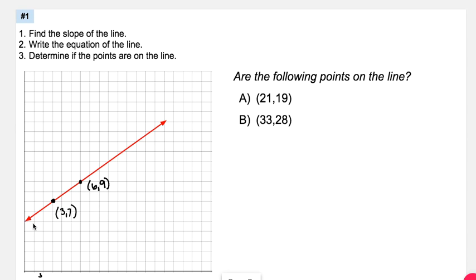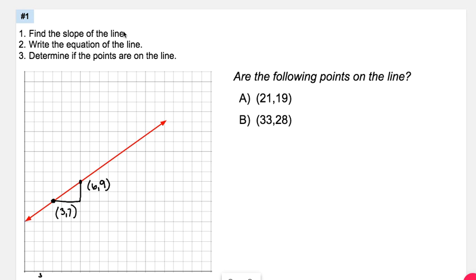And then you're going to create your slope triangle. You can have your slope triangle on the underside of the line, or it can go above the line. It's up to you. I'll draw mine underneath. Okay.